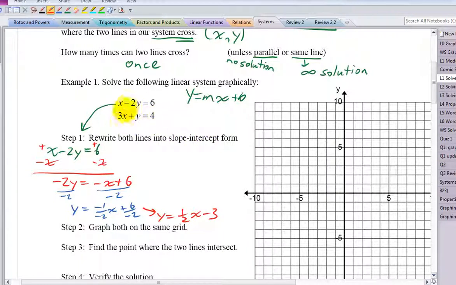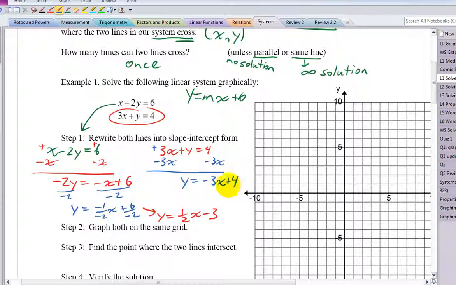So now what we want to do is fix this one up as well. This one's an easier one. 3x plus y equals 4. What do we have to move to the other side? The plus 3x. How do we do that, Sabrina? What's the opposite of plus 3x? Thank you. So y equals negative 3x plus 4. Okay.